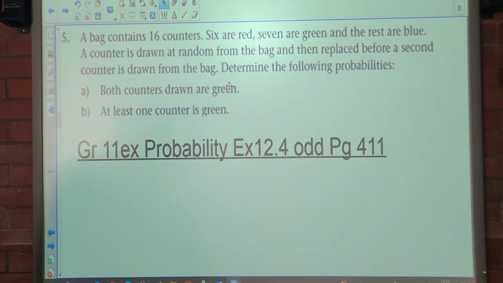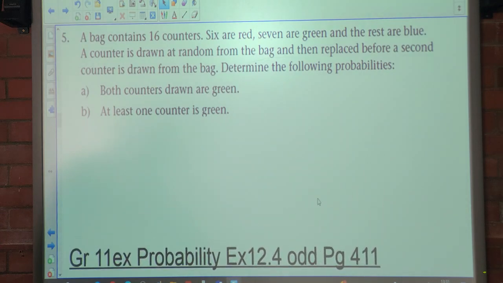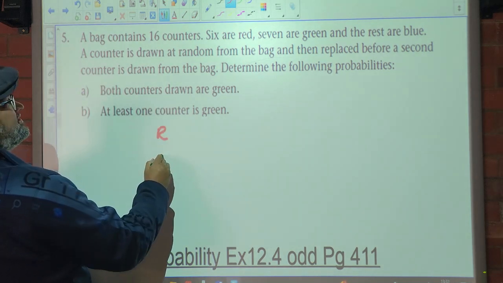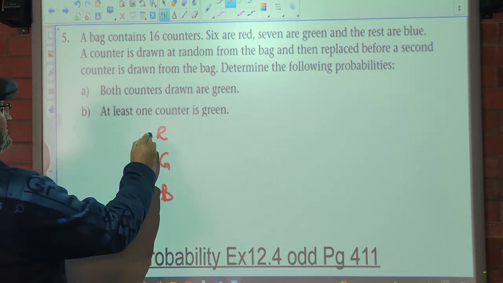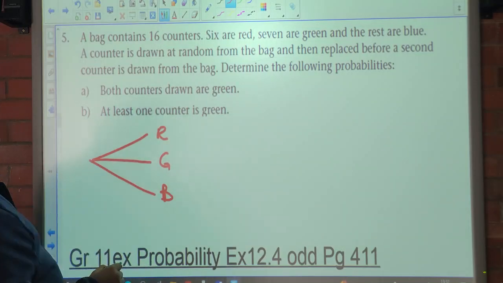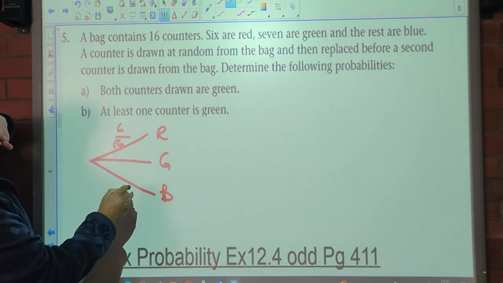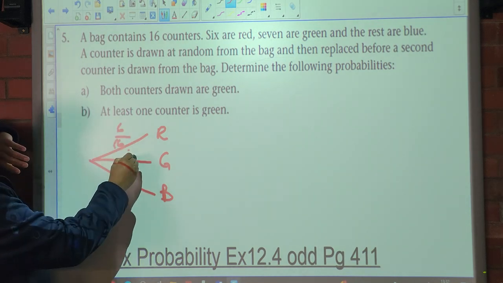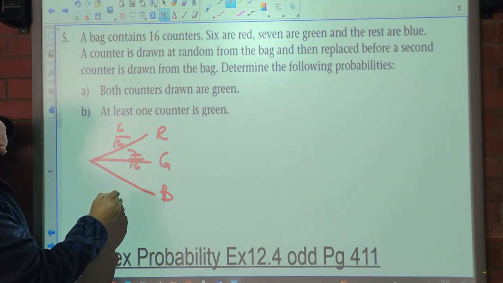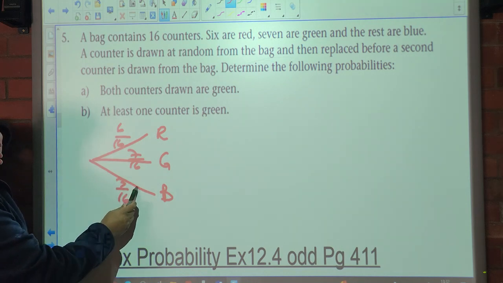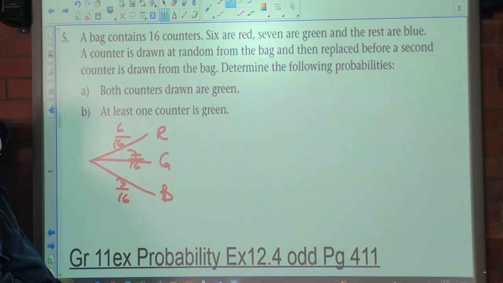People, number 5. A bag contains 16 counters. 6 are red, 7 are green, and the rest are blue. So 16 counters, red, green, and blue. So if 6 are red, what's the probability of it being red? 6 out of 16. Green? 7 out of 16. Blue? 7 and 6 give you 13, so it's going to be 3 out of 16. Remember that this must always add up to 1.